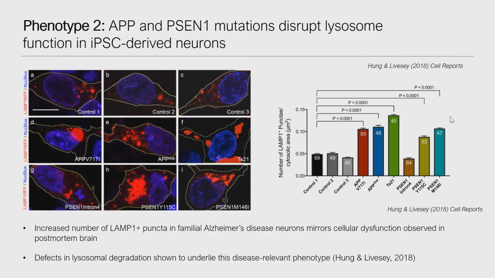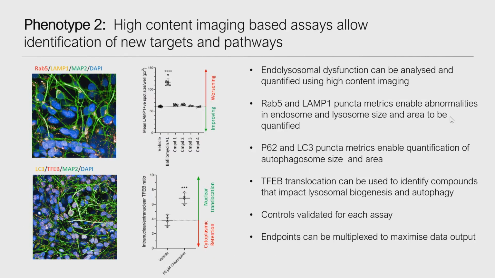And we've been able to do some mechanistic work to demonstrate that it's actually lysosomal degradation that is the root of the problem in these cells. So on to how we use this to support drug discovery projects. I mentioned that we can use these imaging-based endpoints and in combination of high-content imaging systems and automated image analysis algorithms to monitor the size and area of different vesicles and puncta within the cells.